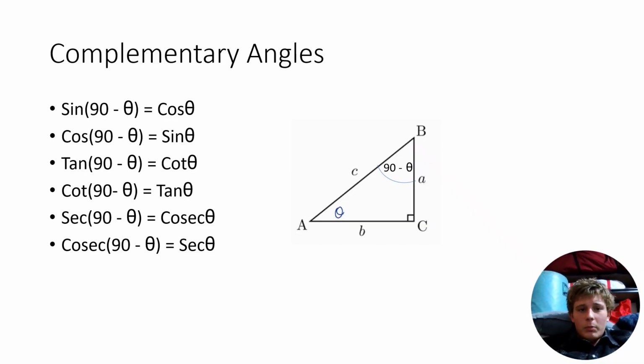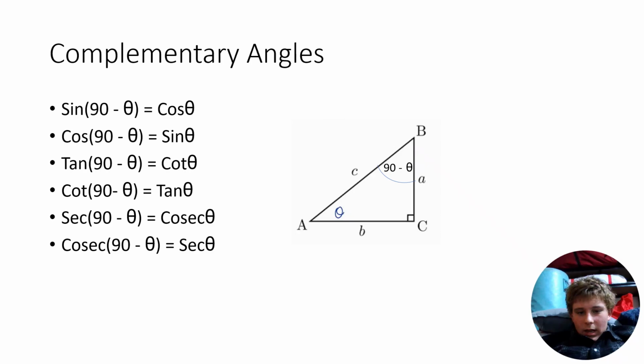Now we have our complementary angles. We're going to use this little triangle to showcase. Obviously we've got our right angled triangle, and the angle sum of a triangle is 180. We're going to need to remember this. So the right angle is 90 degrees, which means 90 degrees of our 180 is already used up.